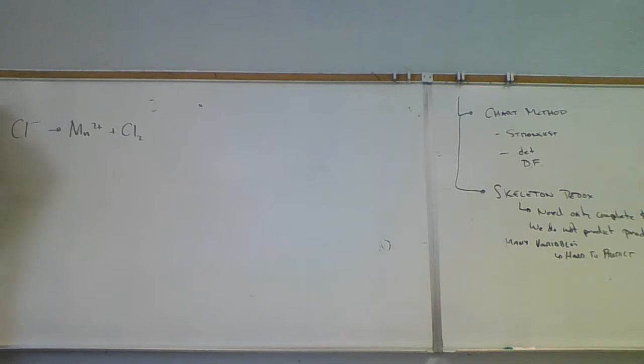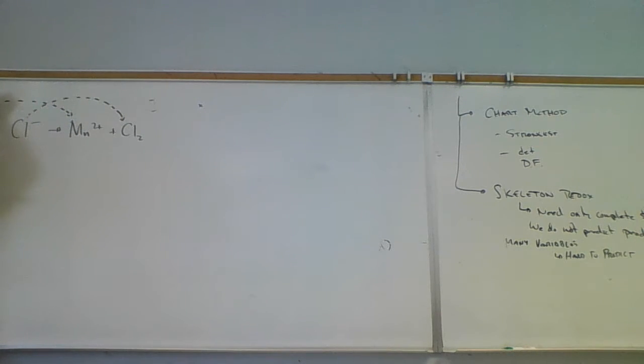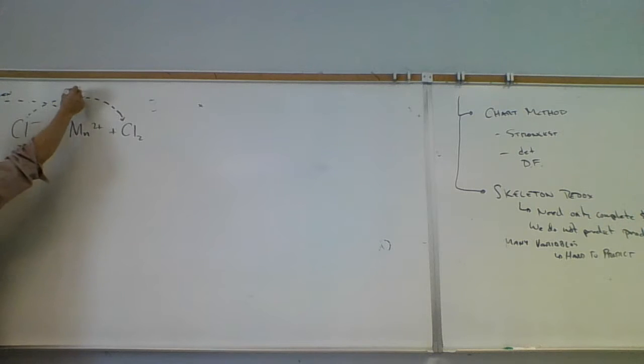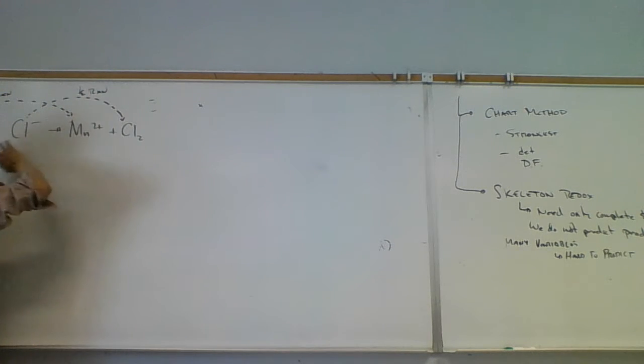So here, if the permanganate goes to manganese 2, and the chloride goes to chlorine, then we can just track what happens. This permanganate going to manganese 2 is called a half reaction. It's one half of the reaction. The other half of the reaction is the chloride goes to chlorine, so that's a half reaction. And together those make the complete reaction.